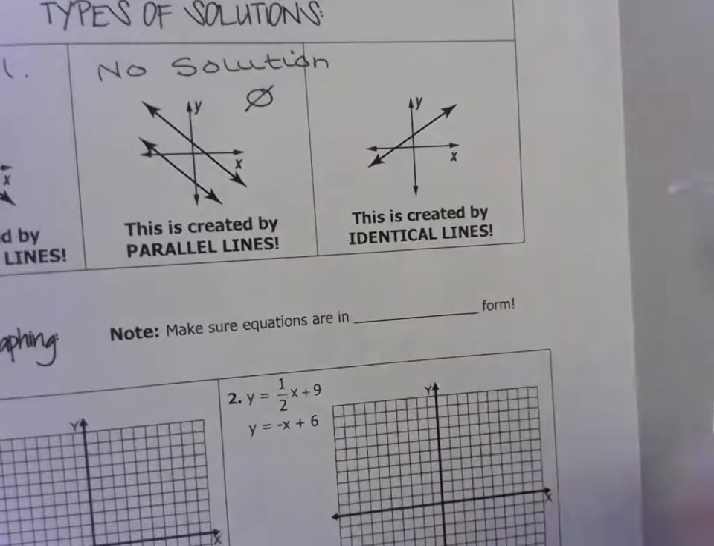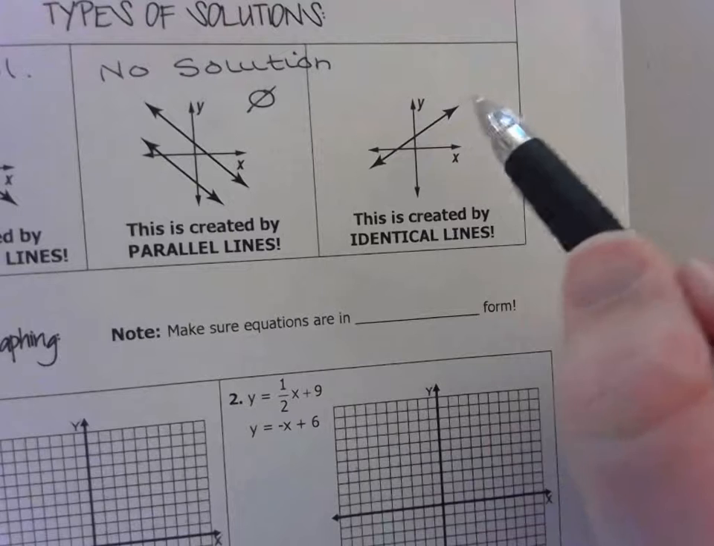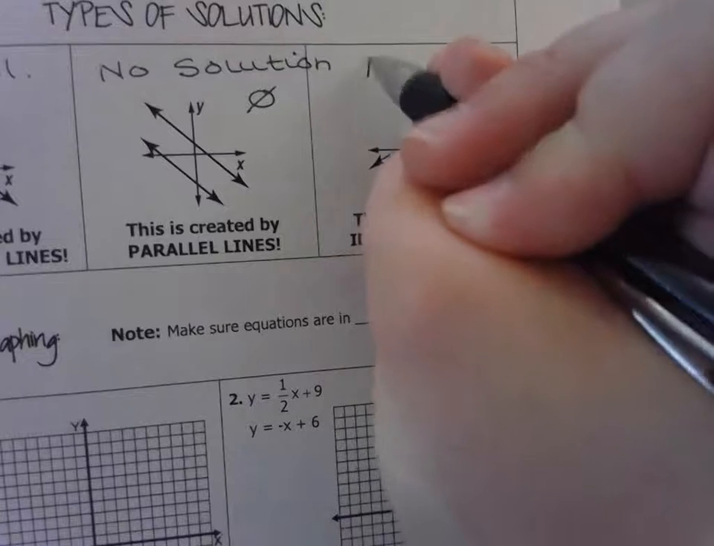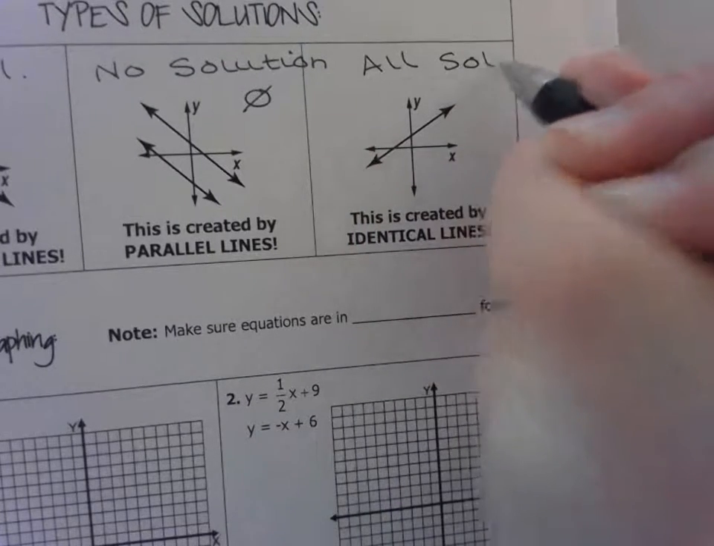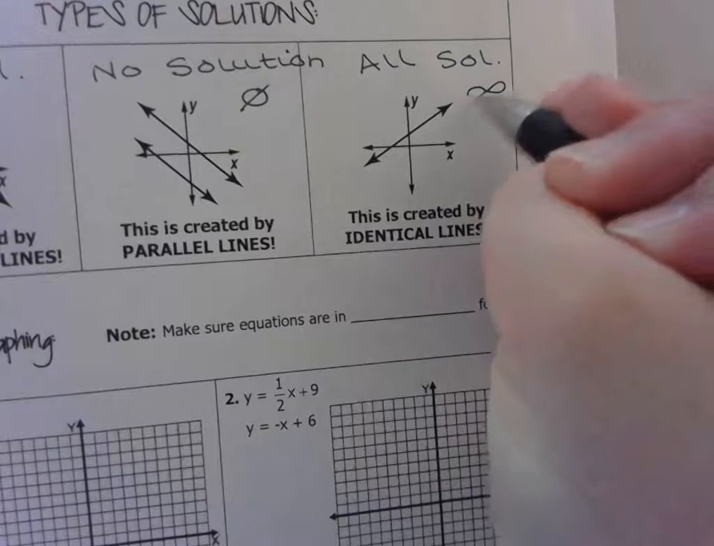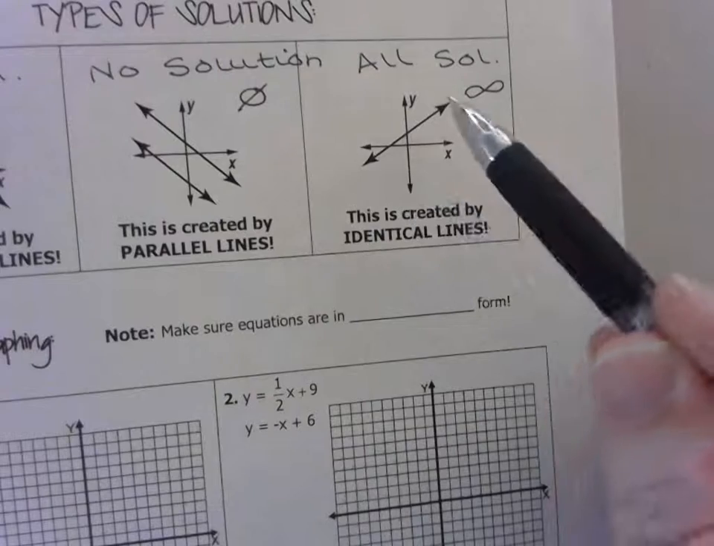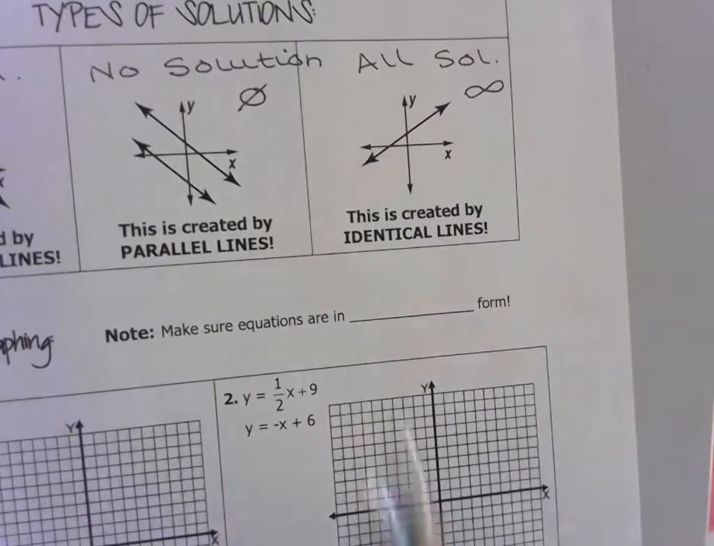The third one is, what if I have identical lines? What if I have 2 lines that are right on top of each other? Infinitely many, or all solutions. So you can put all solutions, or infinitely many, and you can use this symbol, the sideways 8. So if they cross at one point, there's one solution. If they don't cross at all, it's no solution. And if they're one on top of each other, they cross at all the points, so it's all solutions. So you can either write it out or use those symbols. So those are the 3 choices we have: one solution, no solution, or all solutions. Okay? Any questions on that?